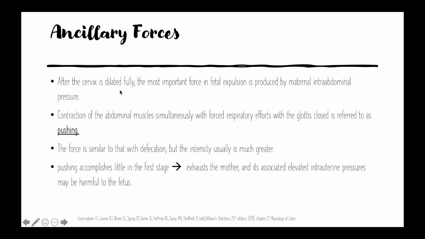After the cervix is fully dilated, the most important force in fetal expulsion is that produced by the maternal intra-abdominal pressure. Contraction of the abdominal muscles simultaneously with forced respiratory efforts with the glottis closed is referred to as pushing. The force is similar to that with defecation, but the intensity usually is so much greater. Pushing accomplishes little during the first stage. That's why we don't tell our patients to push during the first stage of labor. This will only unnecessarily exhaust the mother. It will just tire her out.